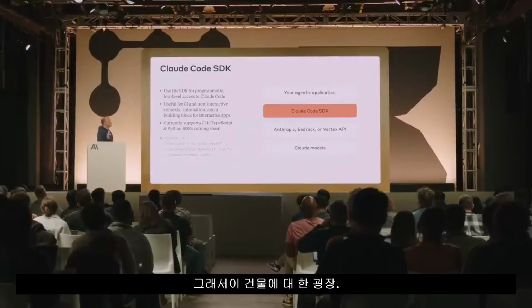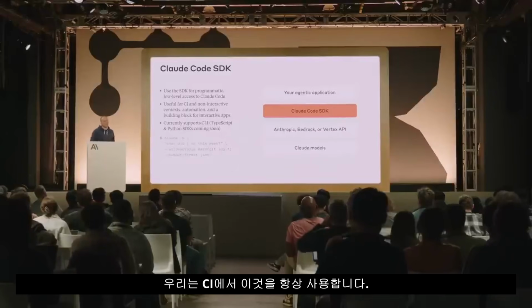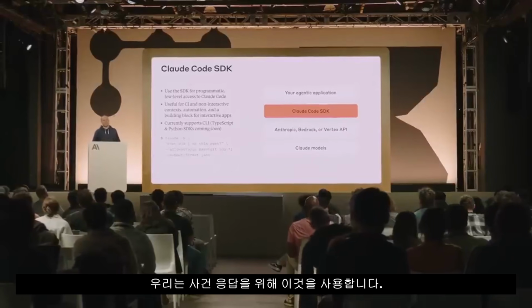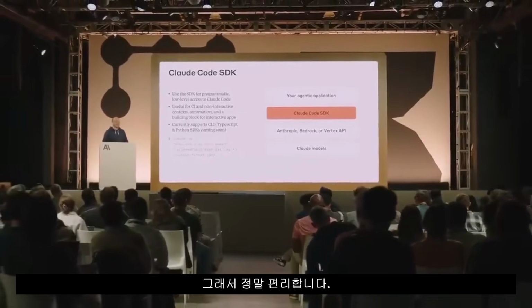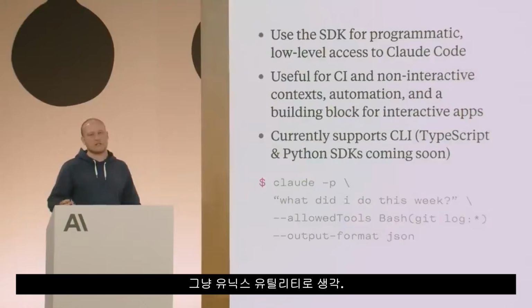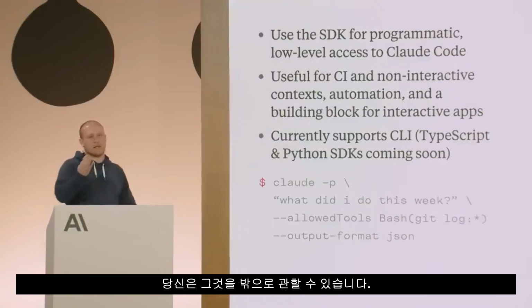This is awesome for building on. We use this in CI all the time. We use this for incident response. We use this in all sorts of pipelines. So really convenient. Just think of it as like a Unix utility. You give it a prompt, it gives you JSON. You can use this in any way. You can pipe into it, you can pipe out of it.